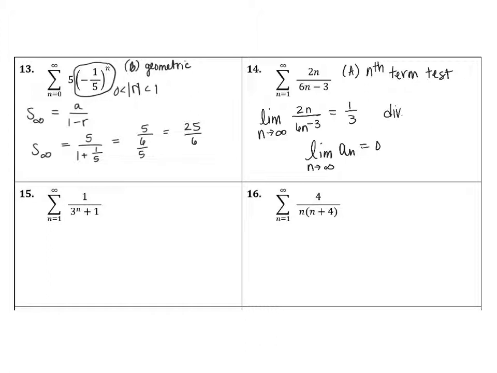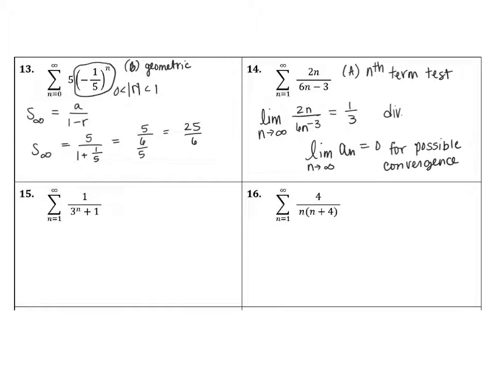And let me finish this thought here. The limit equals 0 is only for possible convergence, because we don't know that it does for sure.